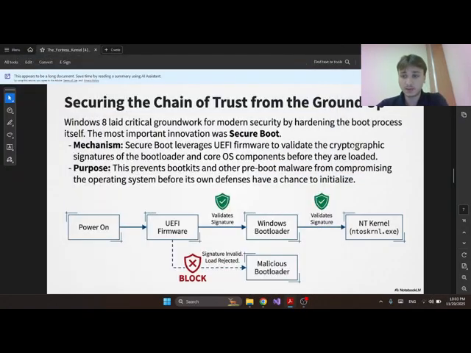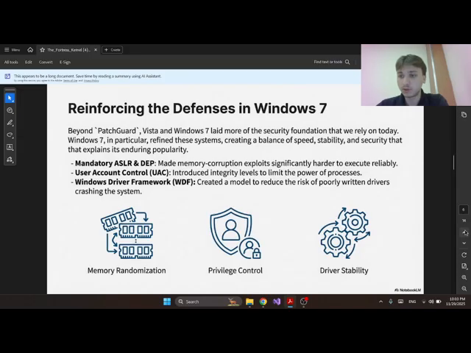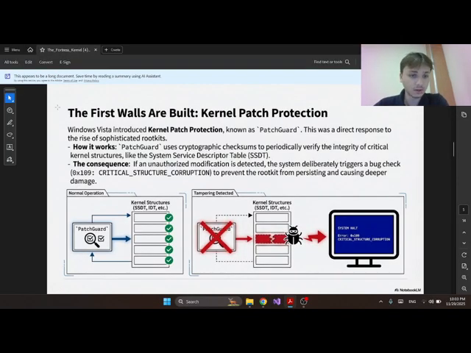Hello everyone, my name is Abdullah Bereket. Today I am going to continue where my friend stopped, which is slide number 5. The first major security walls were built with Windows Vista. This slide shows the introduction of kernel patch protection, or we can call it PatchGuard, as you can see here.